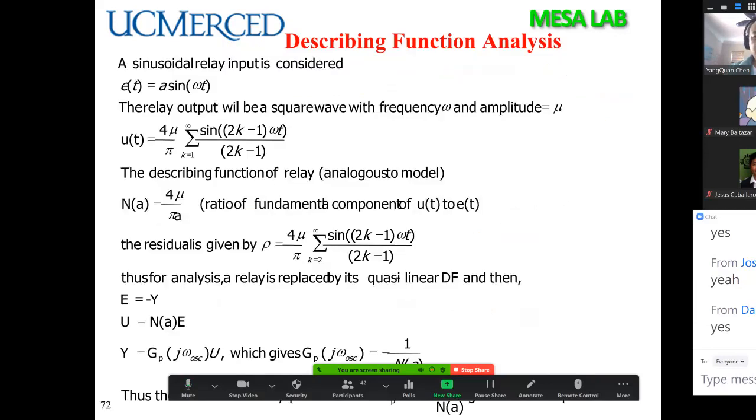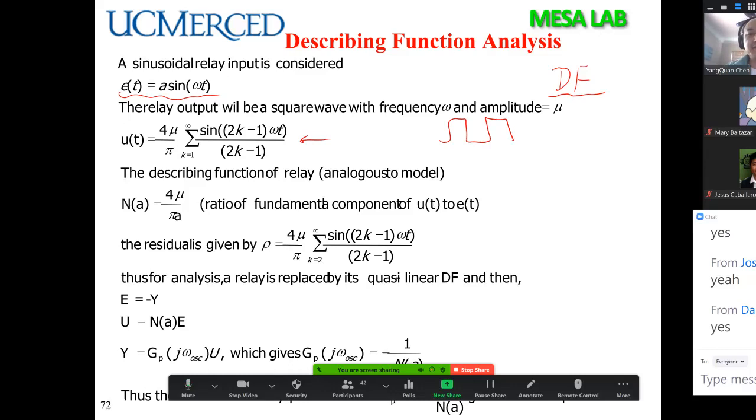So here is the fun part. It's called the DF method, describing function analysis. Basically you assume your E is a sinusoid. The relay input is a sinusoid, but your output is a square wave. This square wave can be written as this, a Fourier series expansion.